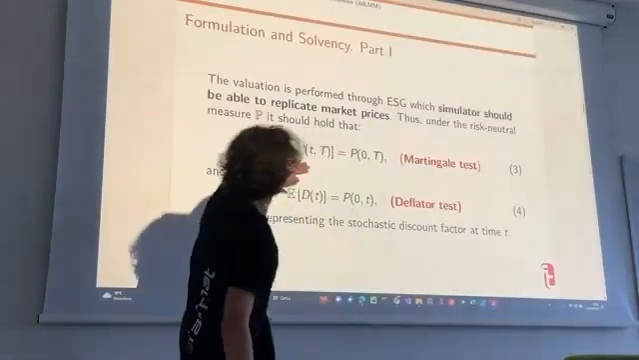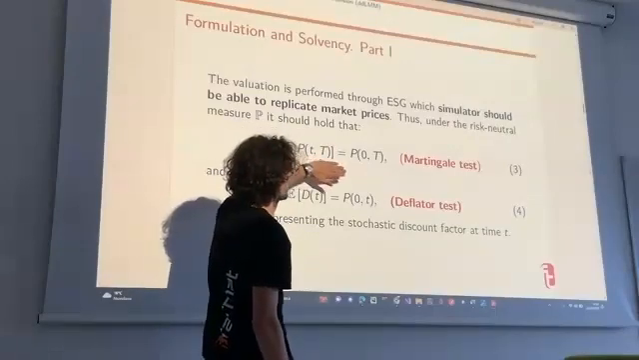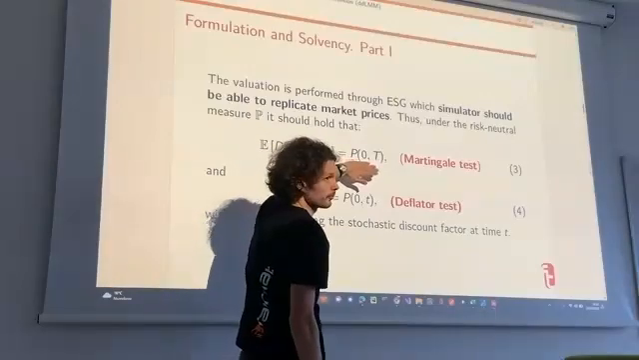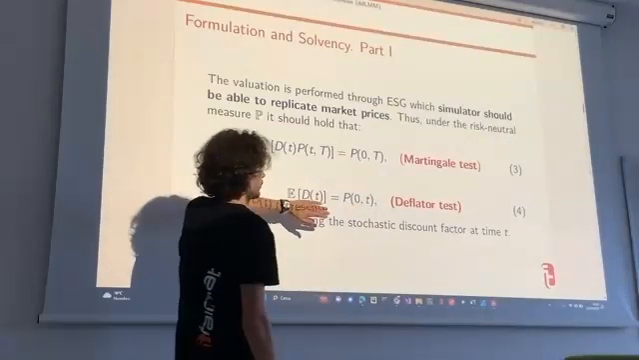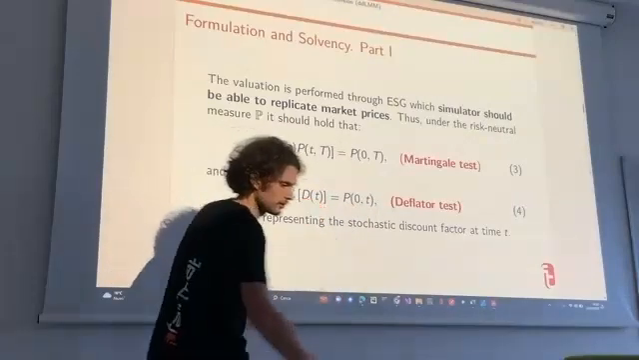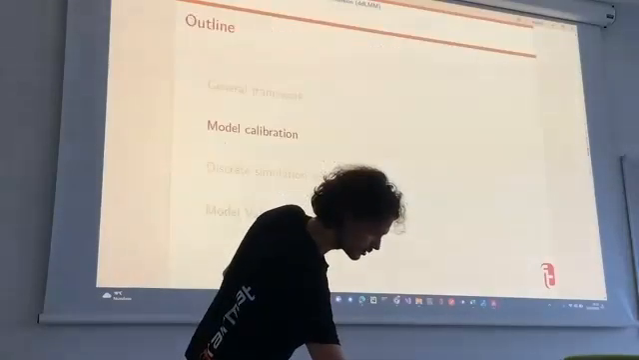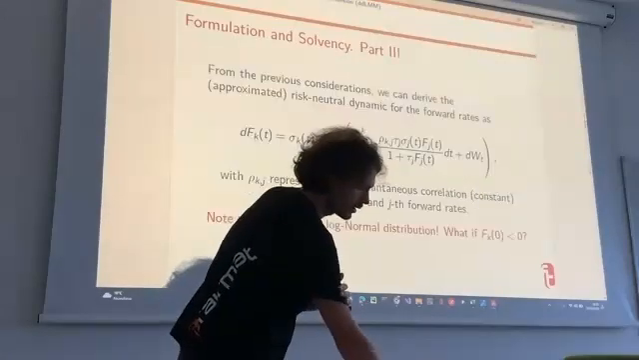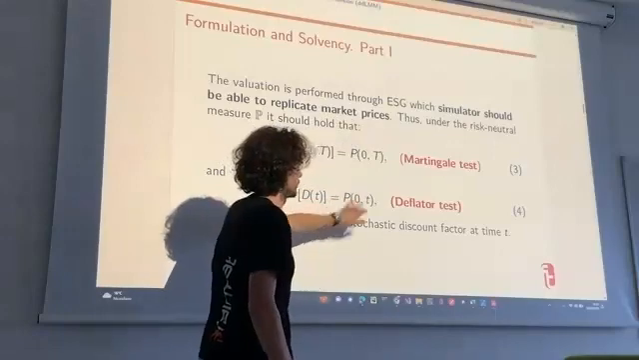So we have to see that the discounted bond price is equal to the bond price I'm observing right now. The expected value of my stochastic discount factor, which is given by this not so nice formula, should be in expectation equal to the bond I'm observing at time 0.